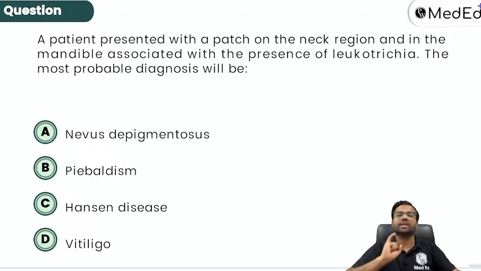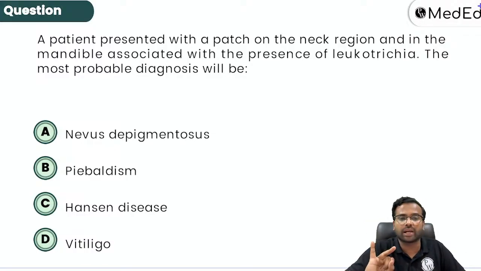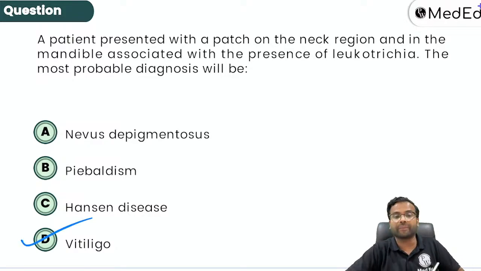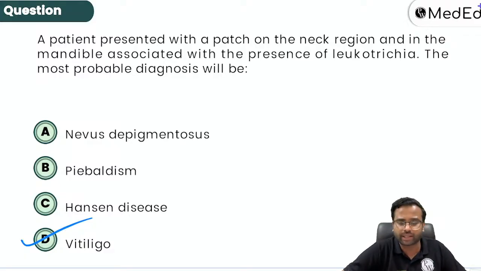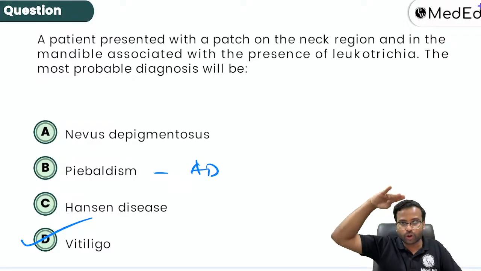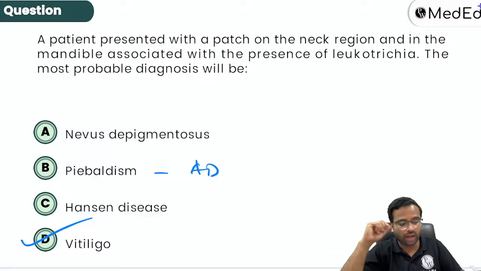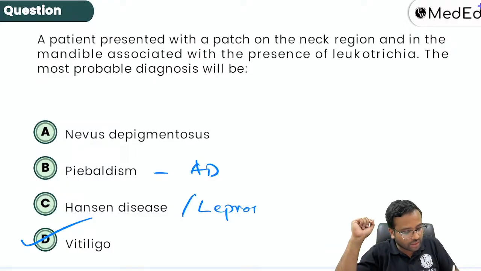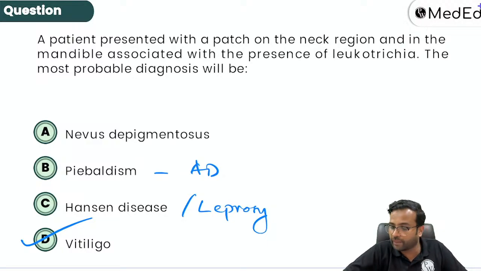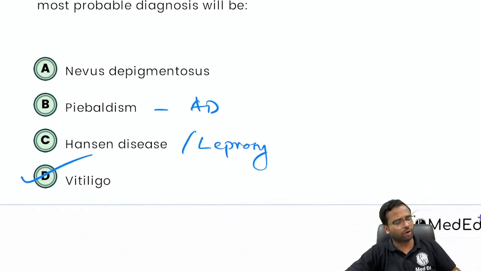Does it match with nevus depigmentosus, piebaldism, Hansen disease, or vitiligo? Excellent. So here this matches with vitiligo, because nevus depigmentosus is a pigmentary defect, but in a pigmentary defect you don't expect leukotrichia. Piebaldism is an autosomal dominant condition where a patient can have a white forelock and vitiligo-like lesions in the body. Hansen disease is another name for leprosy. So here the single best answer should be vitiligo.